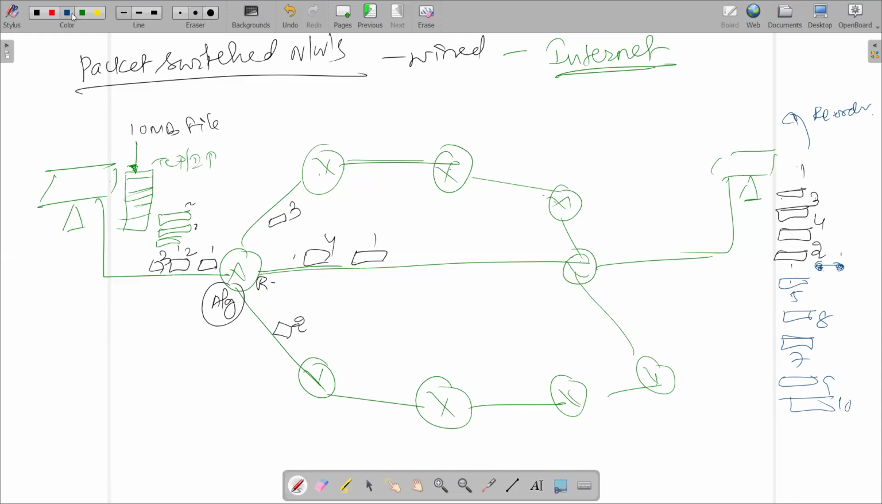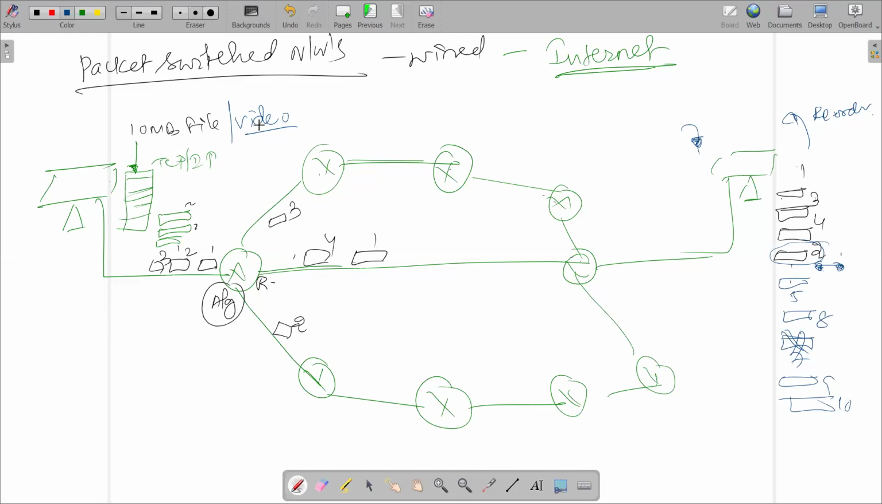Sometimes there is a possibility that some packet may be lost. If a packet is lost, I cannot open the file. All packets must reach here and be reordered like 1, 2, 3, 4, 5, 6, 7, 8, 9, 10. That's why if any packet is still traveling, we see buffering. For example, if it is a video rather than a file, the video buffers until all the packets are received.